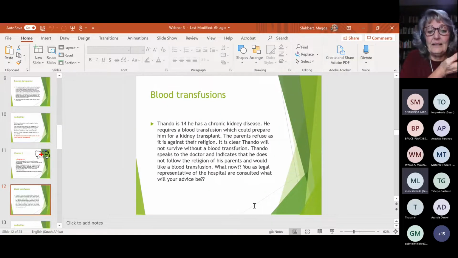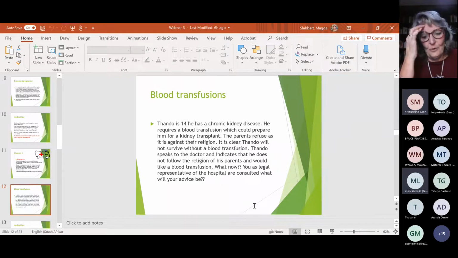So let's look at a case scenario. Now, check the age. Tandu is 14. He has a chronic kidney disease. He requires a blood transfusion, which could prepare him for a kidney transplant. The parents refuse as they are against blood transfusion because of their religion. It is clear that Tandu will not survive without a blood transfusion. Tandu speaks to the doctor and indicates that he does not follow the same religion as his parents and would like a blood transfusion. What now?